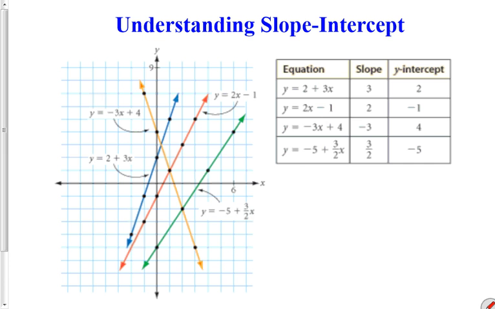So on this slide, I give you 4 examples of linear equations that are in slope-intercept form. So let's go through them one at a time. The first one that we're going to take a look at is the blue graph. So I'm looking up here at the equation y equals 2 plus 3x, and you can see the blue graph right here, and they even label it as y equals 2 plus 3x.